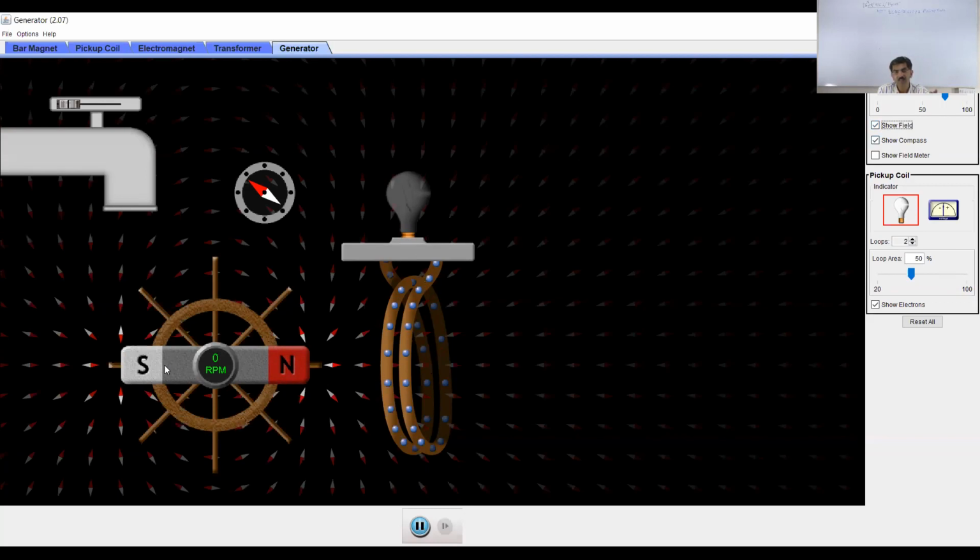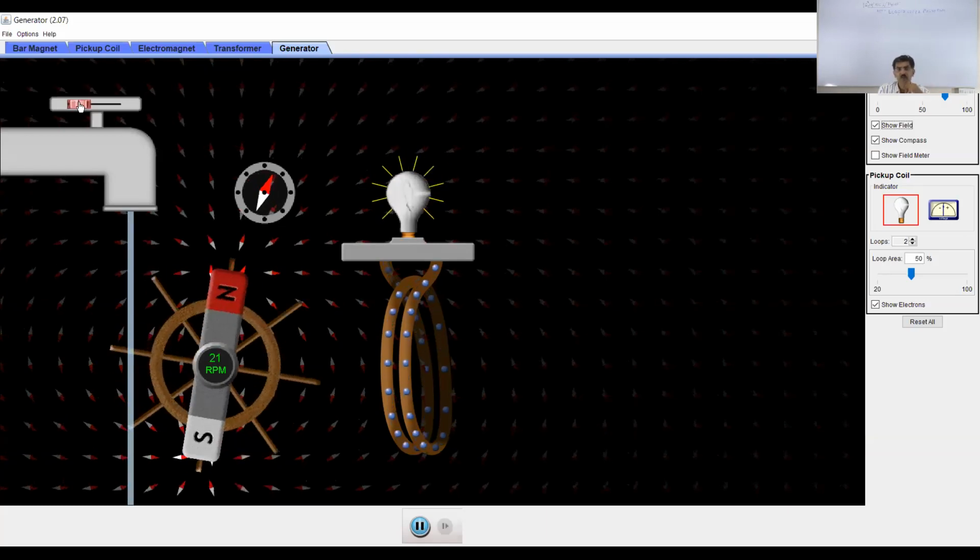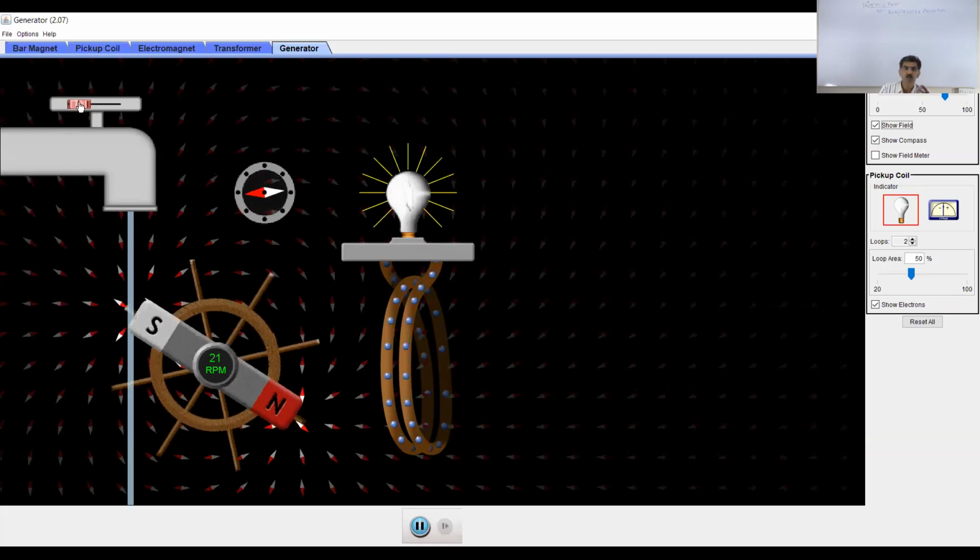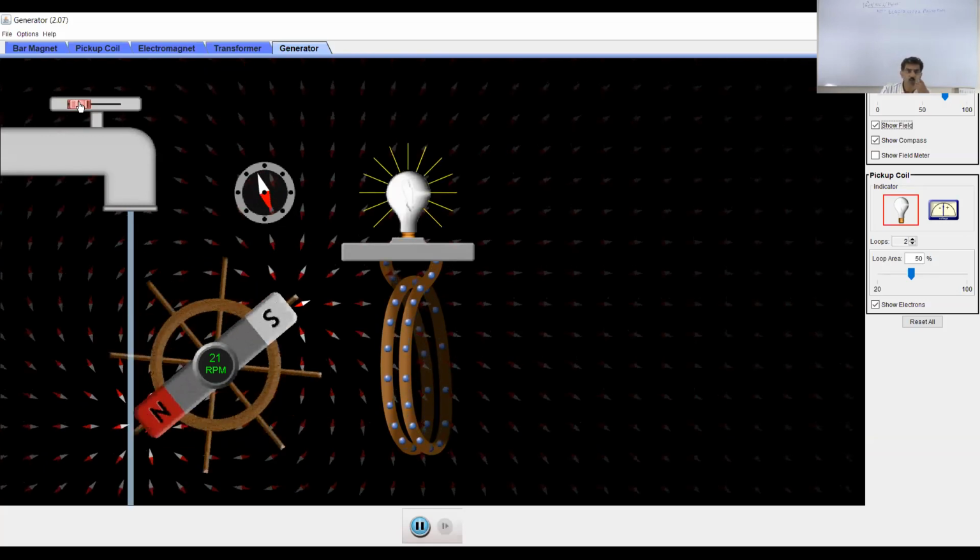When we make this magnet move, then it will create a changing magnetic flux inside the wire and therefore induce a current in the wire. And how do we move the magnet? Well, we can open the tap. This is an illustration of how a hydroelectric power plant would work.